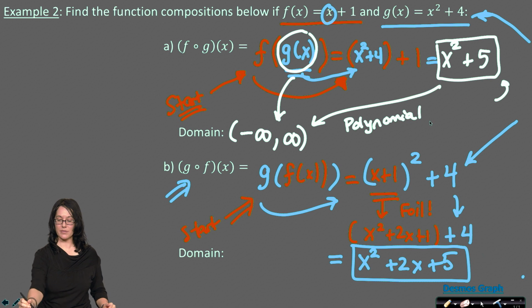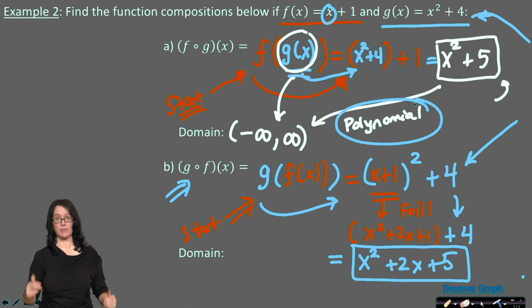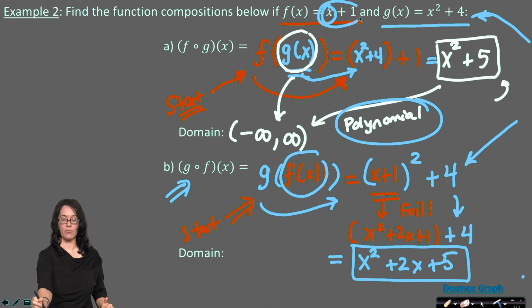Again, polynomials have no domain restrictions because there's no denominator or square root to worry about. Additionally, f of x was another polynomial, which has no restrictions. So the domain would just be all inputs are possible, negative infinity, comma, infinity.